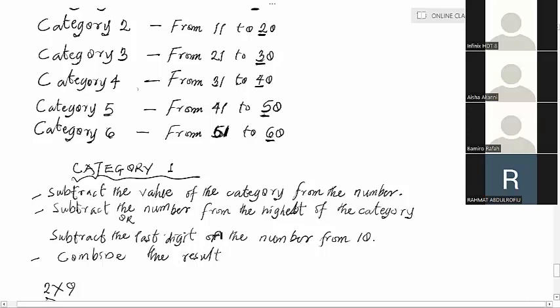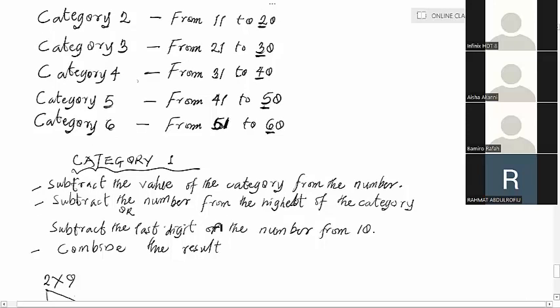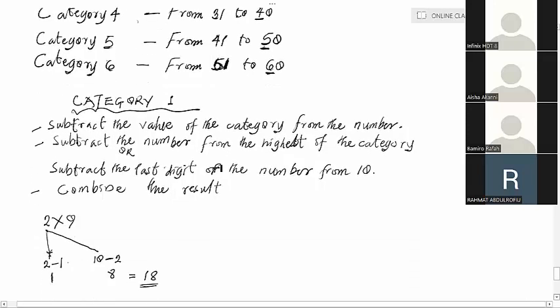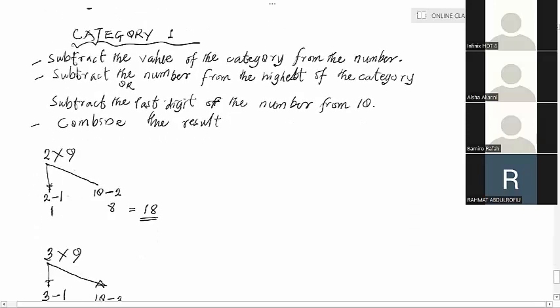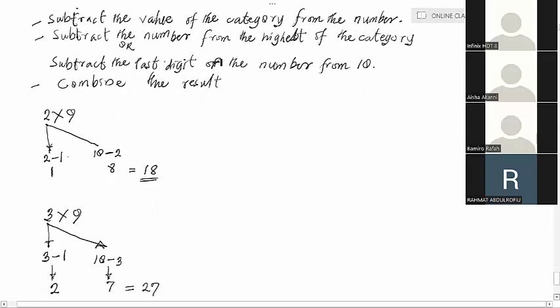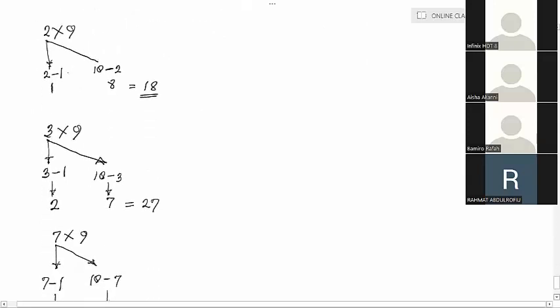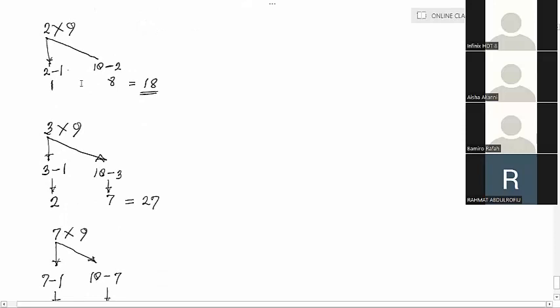We started with 2. In category 1, we took 2. Then 2 now, what is the first thing you do? The category is 1. Subtract 1 from 2, you get 1. Subtract 2 from 10, you get 8. Combine together, give you 18.